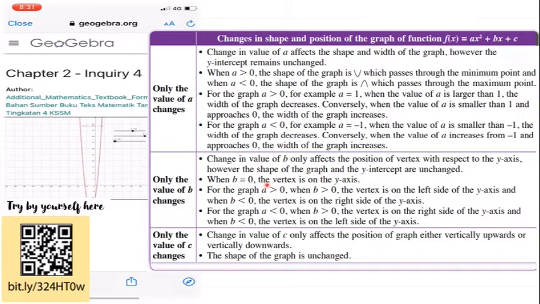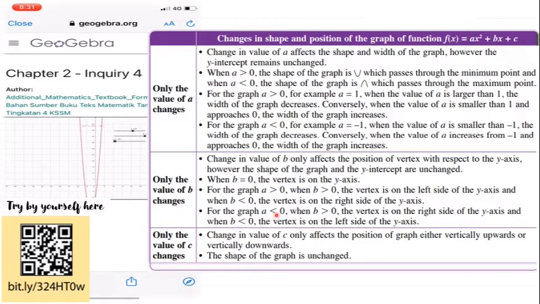When B is equal to 0, the vertex is on the y-axis. For the graph A more than 0, when B more than 0, the vertex is on the left side. So the graph is on the left. When B less than 0, the vertex is on the right. It goes from left to right.